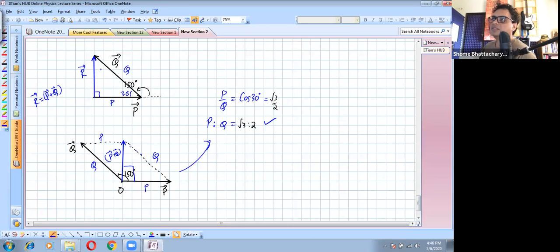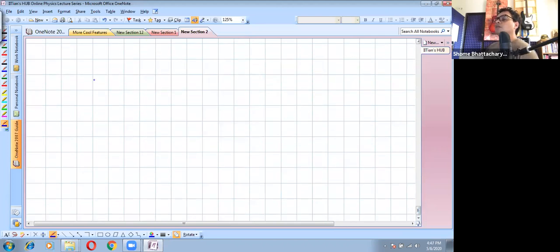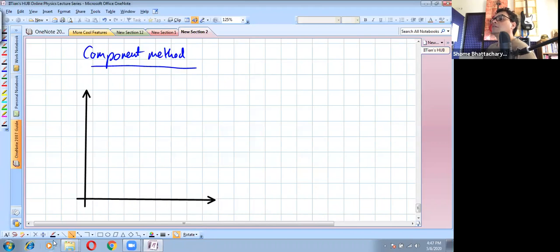Okay. So this triangle is contained over here. Always check that. All right. Now next, let's move on to this one, the component method. If I go by the component method, first of all, I'll have to define some kind of axis. Suppose I define this as my x-axis and this is my y-axis.